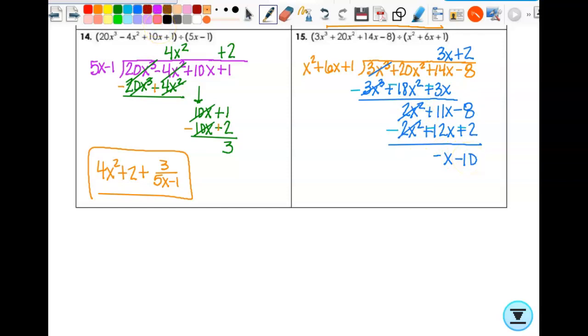Then my answer is 3x plus 2 plus, you always add your remainder. Numerator is negative x minus 10 over x squared plus 6x plus 1. If you were to just drop this negative down here, the whole thing would be wrong, because that's not the way it works on the fractions. That's why I've said over and over again, it is safest to just always add your remainders and you don't have to overthink it. Okay, there's page 1.